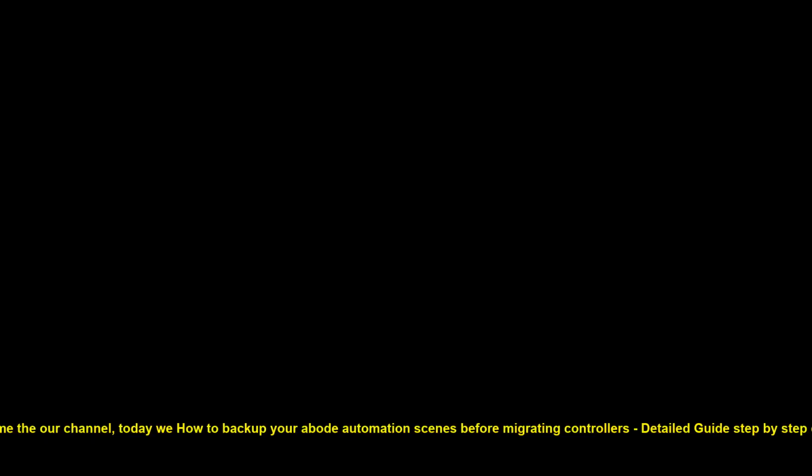To back up your Abode automation scenes before migrating your controllers, start by accessing the Abode app on your device. Log in using your credentials to ensure you are connected to your home system. Once logged in, navigate to the Automations tab within the app. Look for the section labeled Scenes where all your current automation scenes are listed.